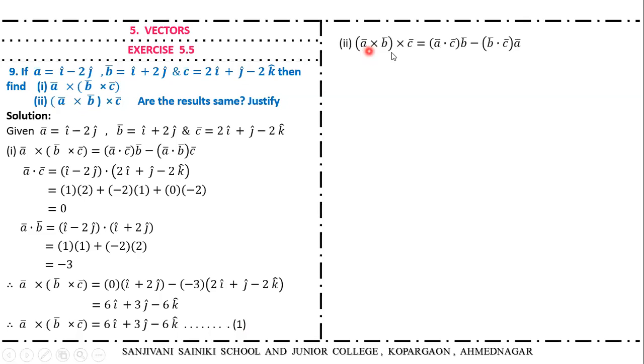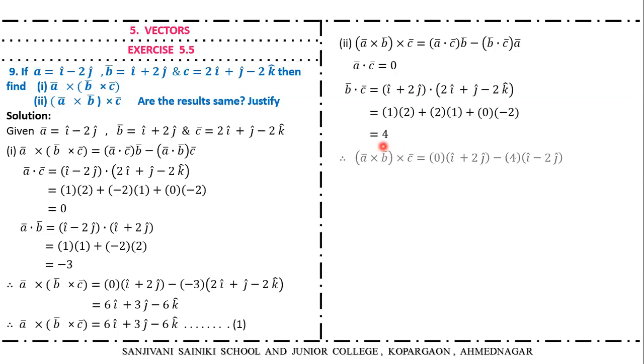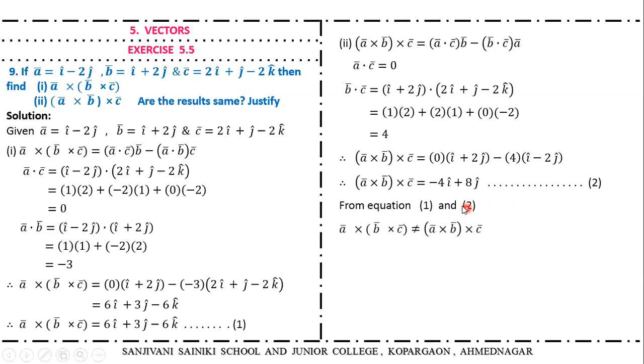Now the second one, (a bar cross b bar) cross c bar is equal to a bar dot c bar into b bar minus b bar dot c bar into a bar. a bar dot c bar is equal to 0. Then b bar dot c bar is equal to 4. Put the values in this equation and simplify it. We get minus 4i cap plus 8j cap. This is our equation number 2. Now from equation 1 and 2, the right hand sides are not the same. As the right hand sides are not the same, the left hand sides are also not the same.